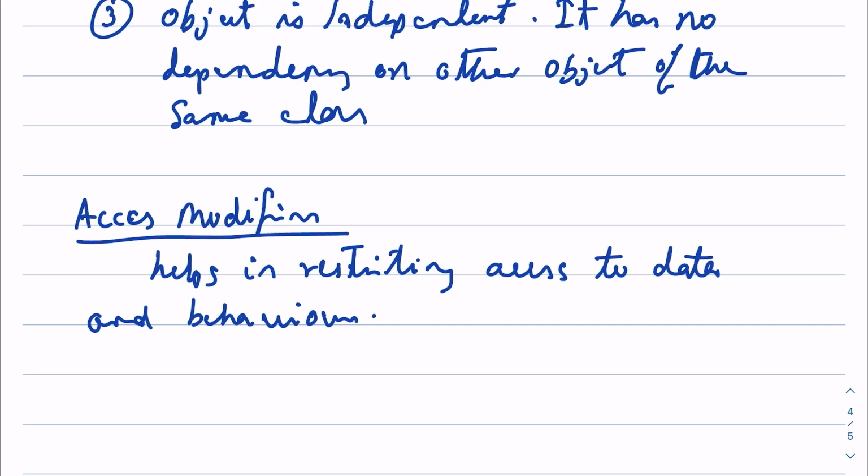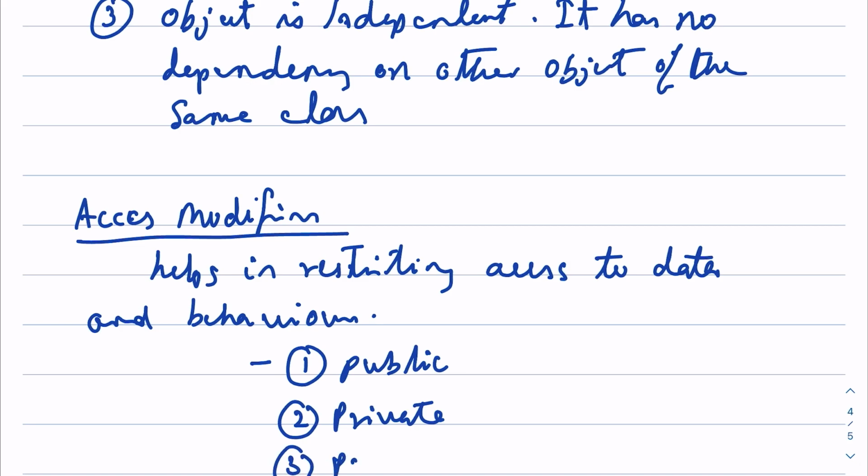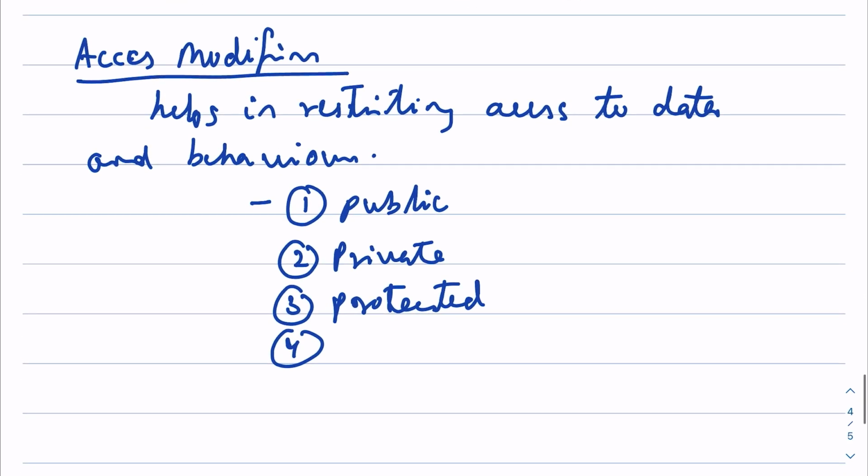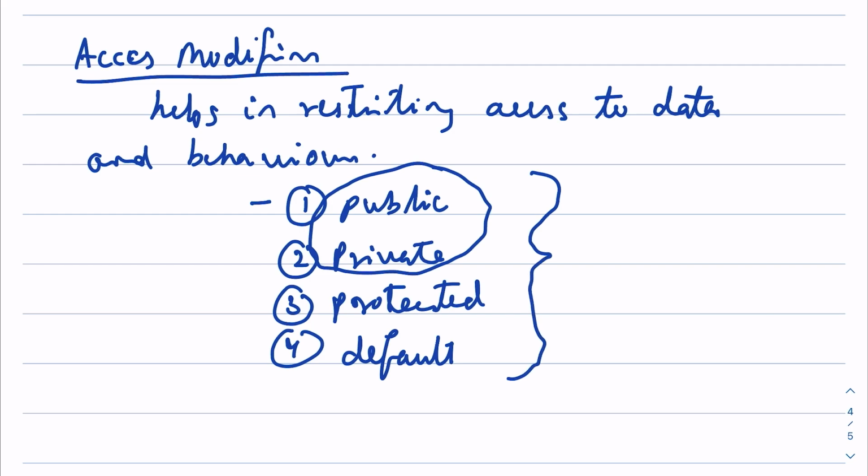So what kind of access modifiers do we have? There are two main access modifiers, that is public and private. There are two others also, that is protected and default. These two are important. I am talking in relation to Java.